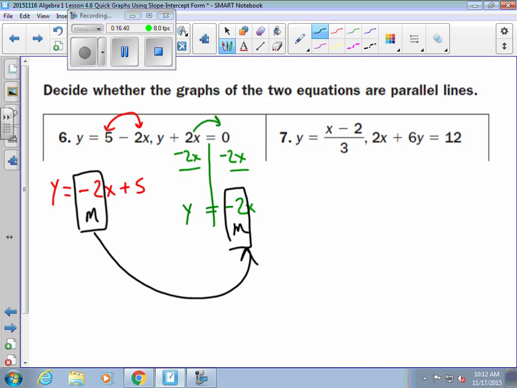Are these two lines parallel? Do they have the same slope value? Yes is the answer. Both of them have negative 2. Therefore, they are the same slope.